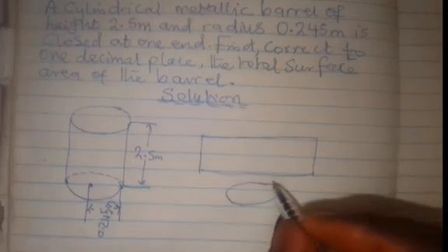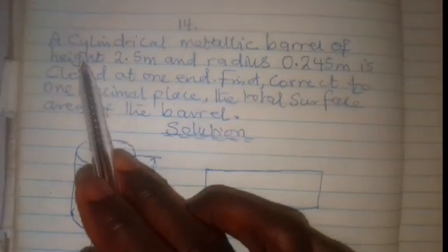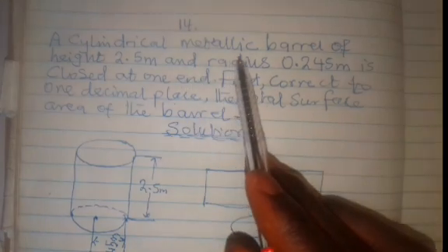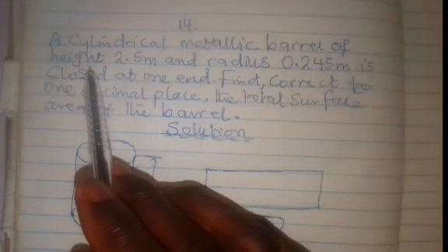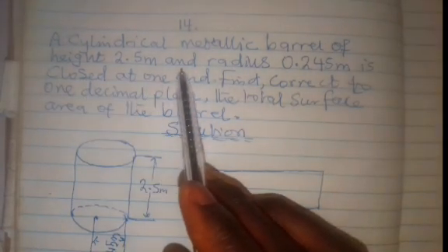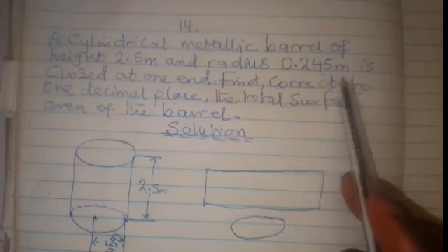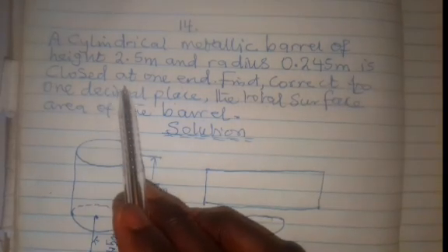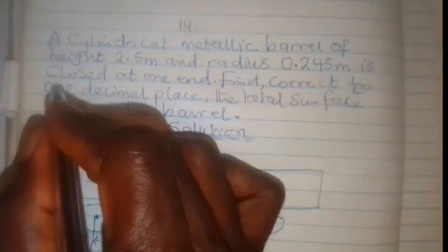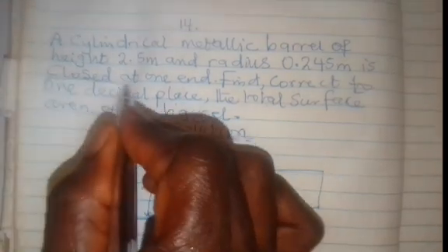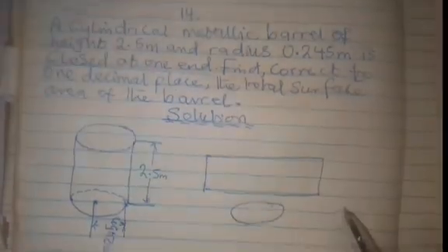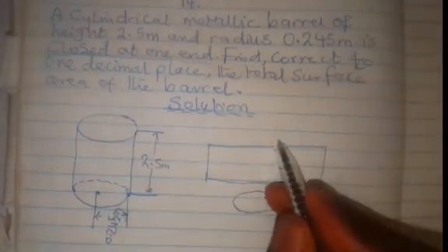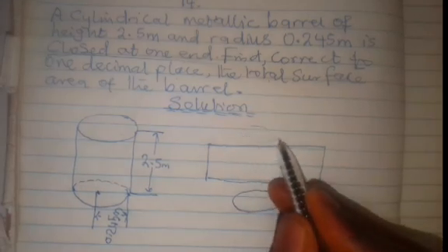But let me hold on at this point and bring you back to the question. The question says a cylindrical metallic barrel of height 2.5 meters and radius 0.245 meters is closed at one end. You see, this is the key word here, closed at one end. What does that mean? It means this second top part here, the circular top, will not be drawn.